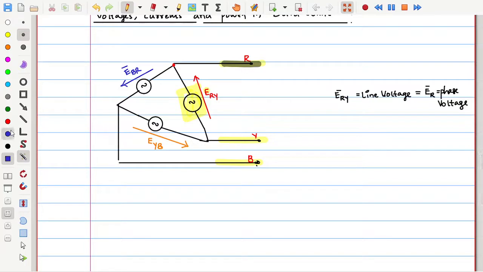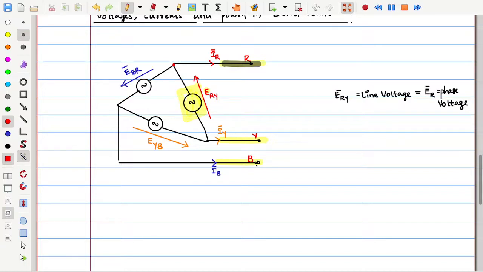So let us see that. If this is the current flowing through the line, which is IR, and next, this is the current flowing through the line, which is IY, and this is the current flowing through the line, which is IB. These are what we call line currents. Now we can find these line currents provided we know the individual generator currents.